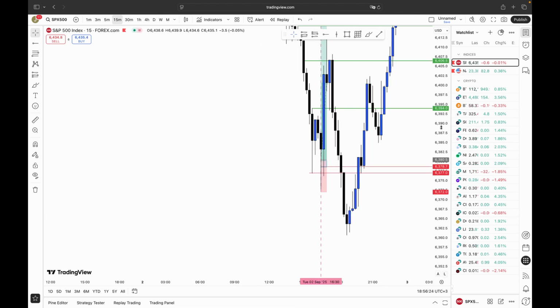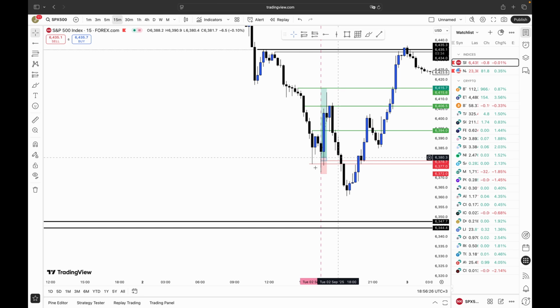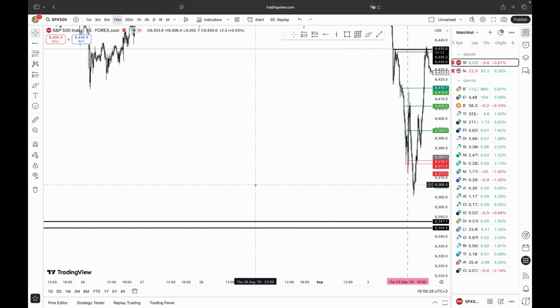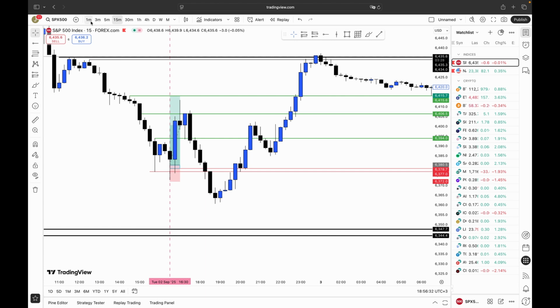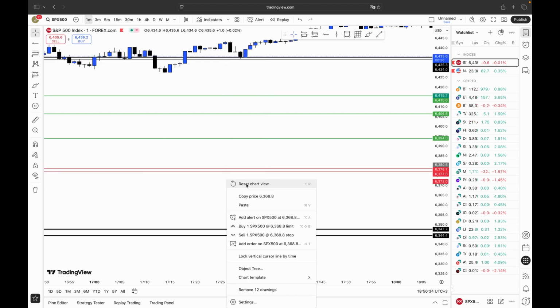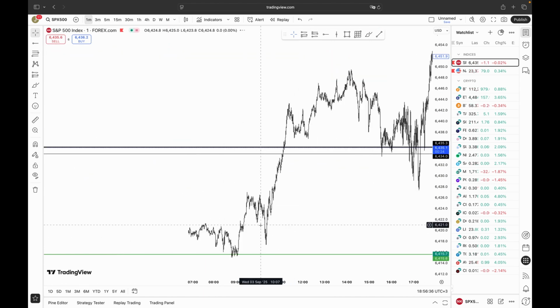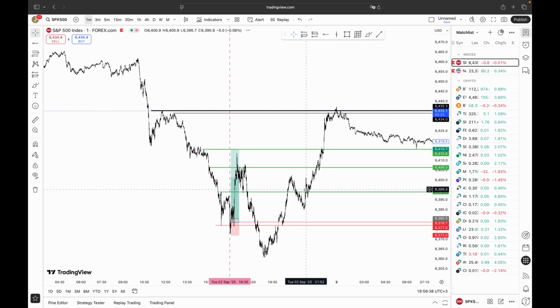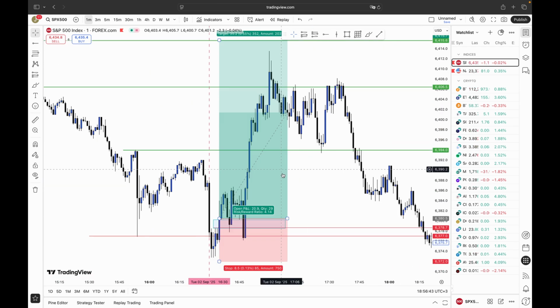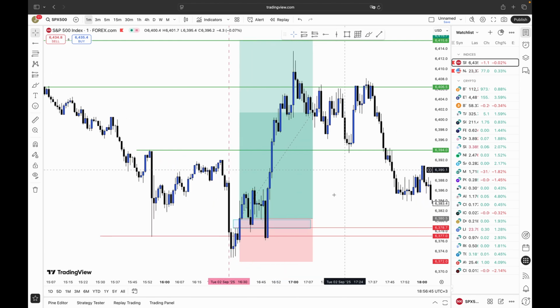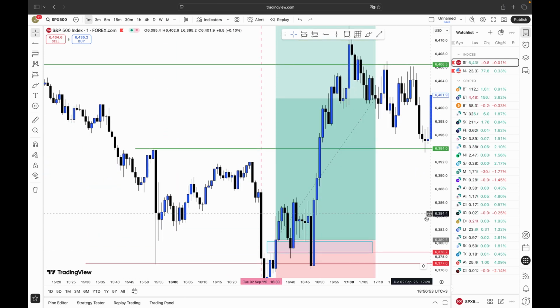Whenever we sweep internal liquidity, especially of 15-minute lows, I am scaling down to the 1 minute to see how market is reacting off of these key levels. And as you can see, we swept out this 15-minute low and got a pretty bullish reaction out of it.